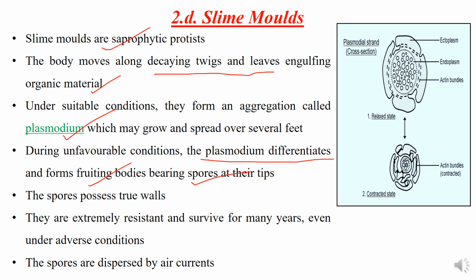Spores possess true walls, and because spores are formed under unfavorable conditions, generally they are extremely resistant and survive for many years even under adverse conditions. To tolerate the adverse conditions, only these fruiting bodies and spores are produced. Even in fungi, under unfavorable conditions we can find this type of spores. Spores are dispersed by air currents. During windy times these spores will be dispersed to other places.